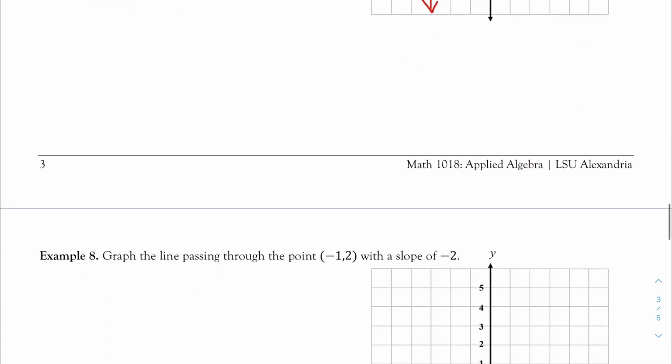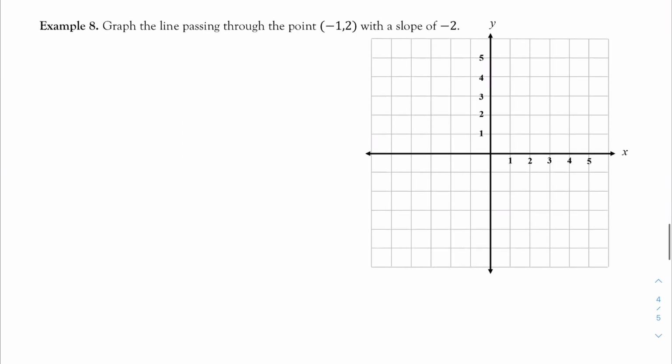Example 8. Graph the line passing through the point negative 1, comma 2 with a slope of negative 2. So each time before, we always had 2 points. But what if I give you only 1 point and the slope? Fortunately, we have a very quick way to understand this and graph it. I have a point, negative 1, comma 2. With a point, I'm going to go ahead and try to graph that point. That is 1 to the left and then 2 units up, as I've indicated here.